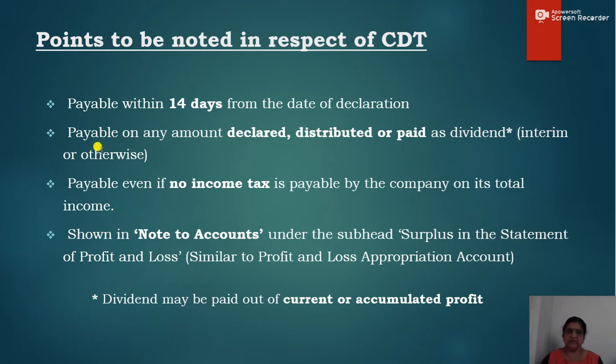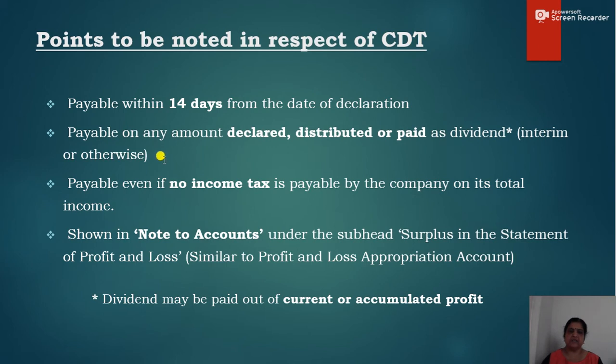Here we have already stated that corporate dividend tax is payable on any amount declared, distributed or paid as dividend. Now this dividend may be paid either out of current profit or accumulated profit. Whether the current profit or accumulated profit is used for the declaration, distribution or payment of dividend, we have to pay the corporate dividend tax.